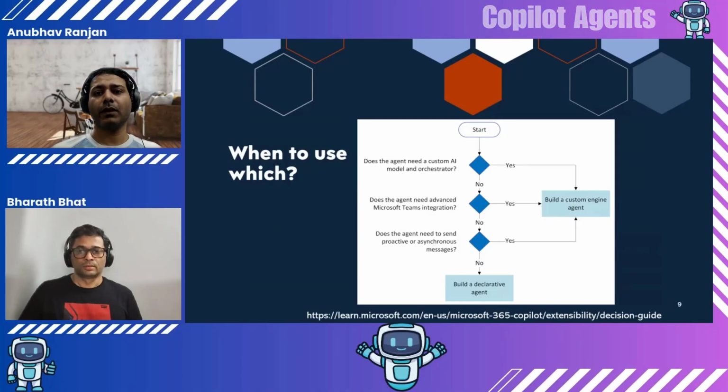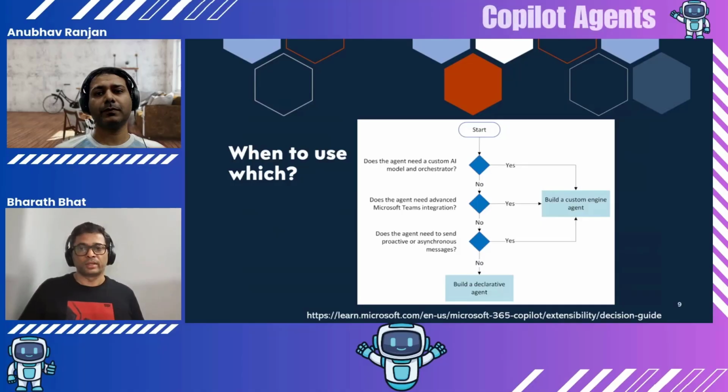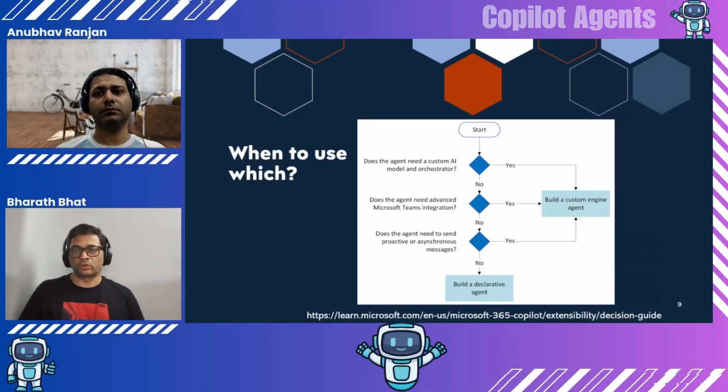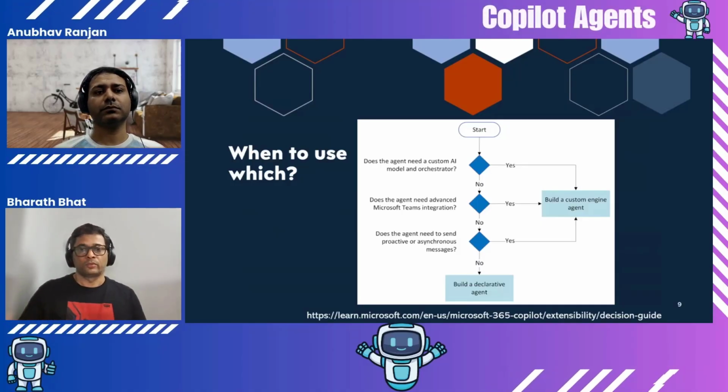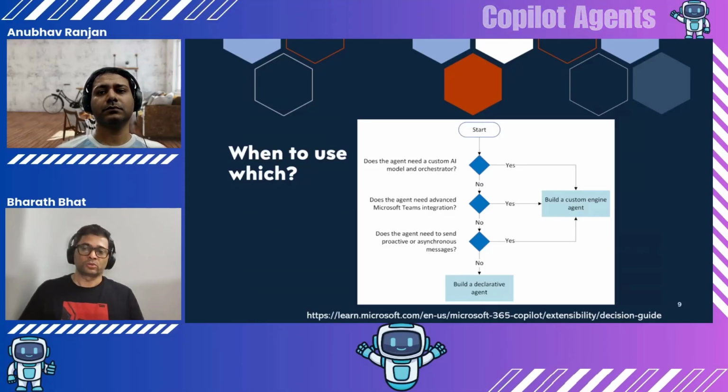Yes. But I would recommend starting off building declarative agents, as in identifying those use cases that extend the capability of your Microsoft 365 Copilot. Then it's like a maturity curve: you start there, then look at more complex use cases where you can build agents using the custom engine approach.